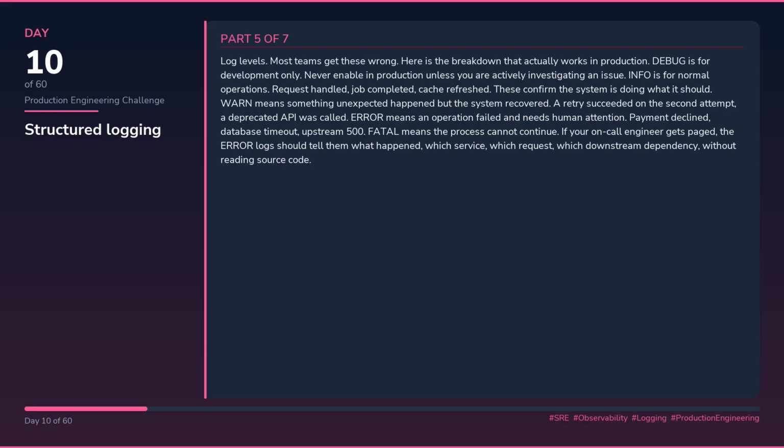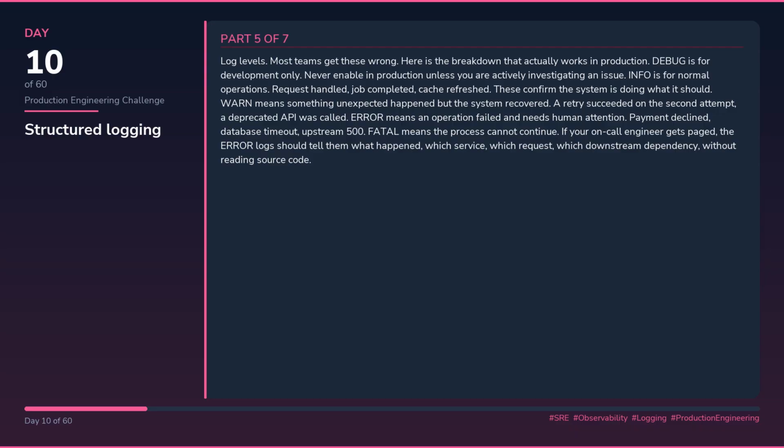Log levels. Most teams get these wrong. Here is the breakdown that actually works in production. Debug is for development only. Never enable in production unless you are actively investigating an issue. Info is for normal operations. Request handled, job completed, cache refreshed. These confirm the system is doing what it should.